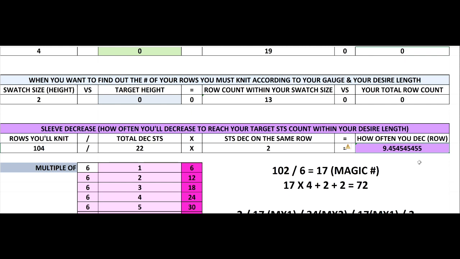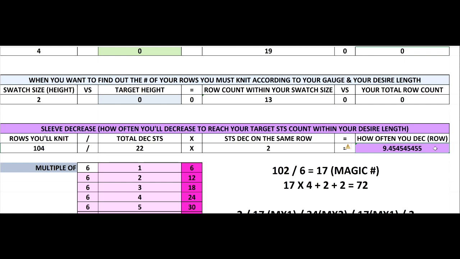So every 9.45 rows you have to decrease. But there's no such thing as 9.45. If it's close to 9, like 9.1, you should decrease every 9th row. If it's close to 10, like 9.99, you should decrease every 10th row. However, this is right in the middle. What do you want to do?